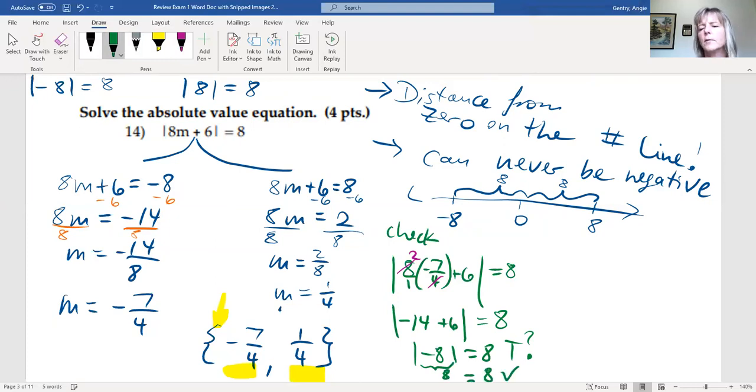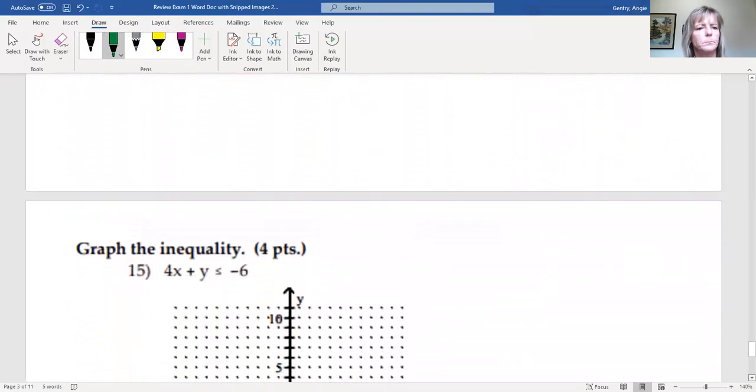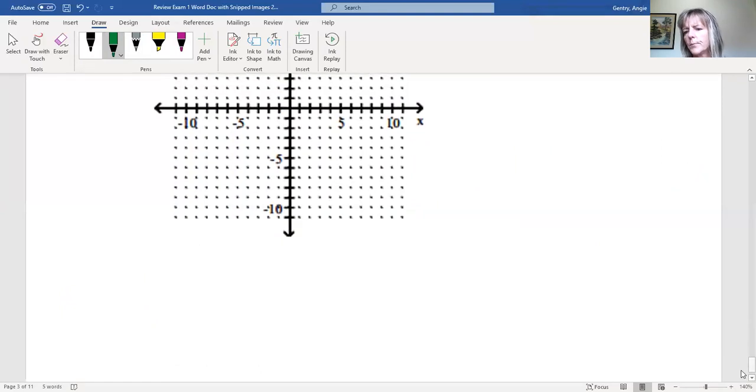And then the other one is actually more straightforward, so I'm not going to check them. You know, the 1/4, it'll check just as well. So we're getting there, we're getting there. This is the last one, I believe.